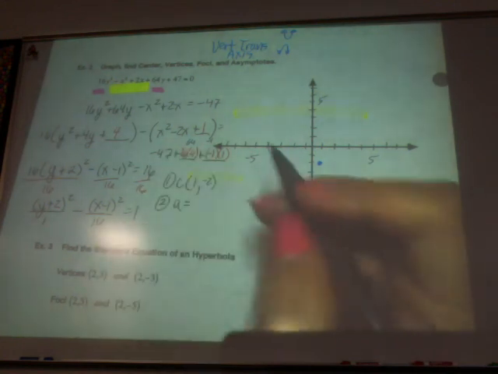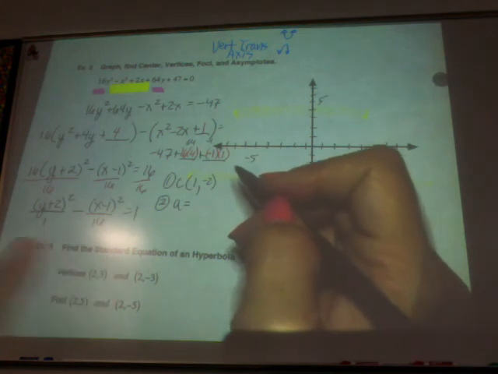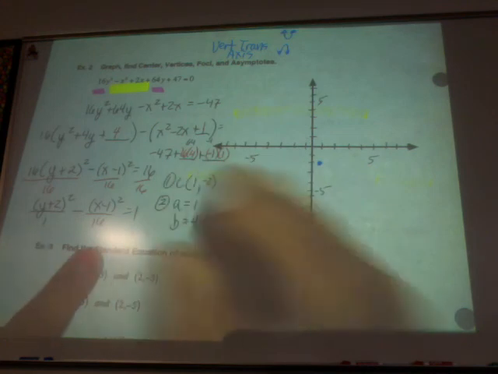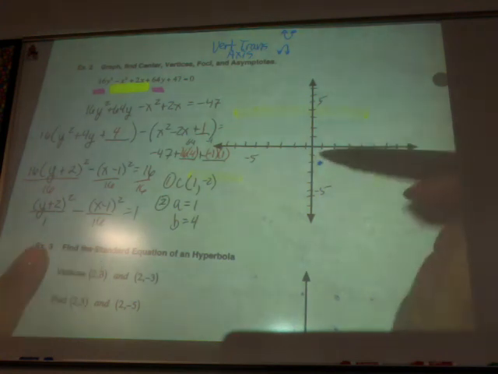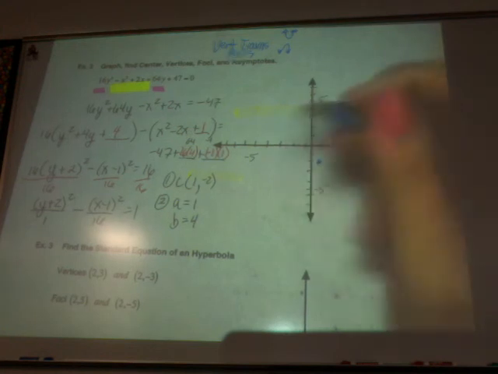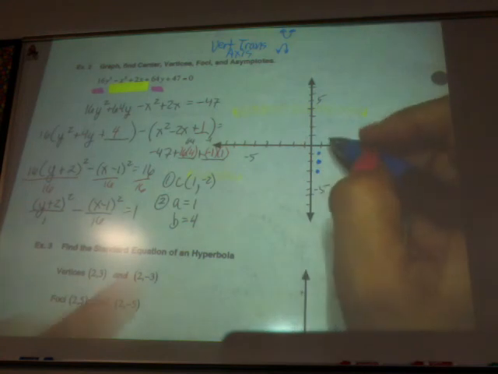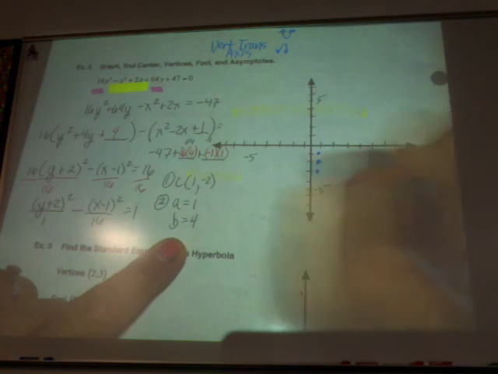A and B, so what's A? Which one of these is A? The first one, so square root of 1 is 1. And B? 4. So that means I'm going to go up 1, right? And down 1. And to the right 4 and to the left 4. Remember, your transverse axis isn't necessarily the longer axis like it was on the ellipse. So we're just going to go up 1, plot a point, down 1, plot a point, to the right 4, and to the left.